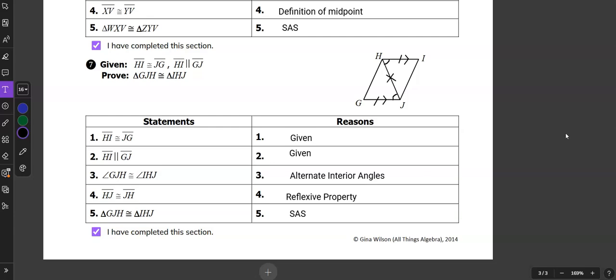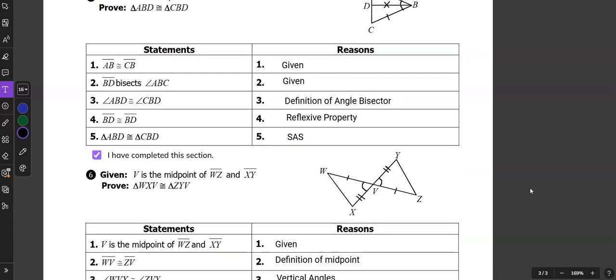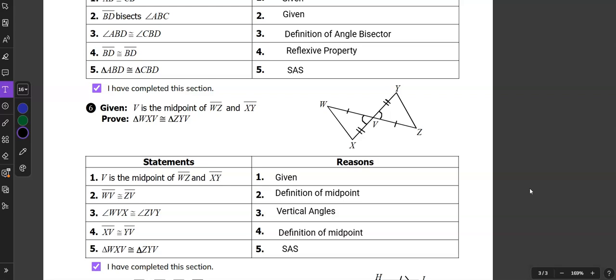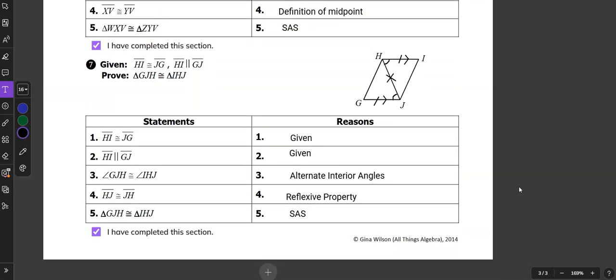Mark it as complete. And once you've completed this page of notes, turn it in on Google Classroom. Make sure it gets turned in on Google Classroom. We will be doing an assignment where you will again have some fill in the blank statements to prove side angle side and angle side angle. Side angle side and side side side.